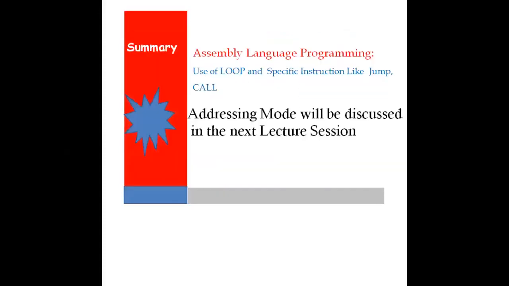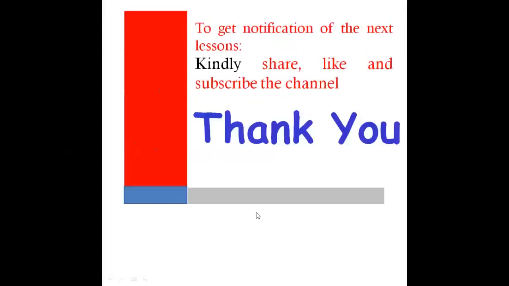Okay. So this is the summary of that discussion. We have discussed assembly language programming. This is the second part of the assembly language programming technique. Here we have discussed the looping technique, and a few specific instructions like the jump and call instructions have been shown. The addressing mode will be discussed in the next lecture sessions.